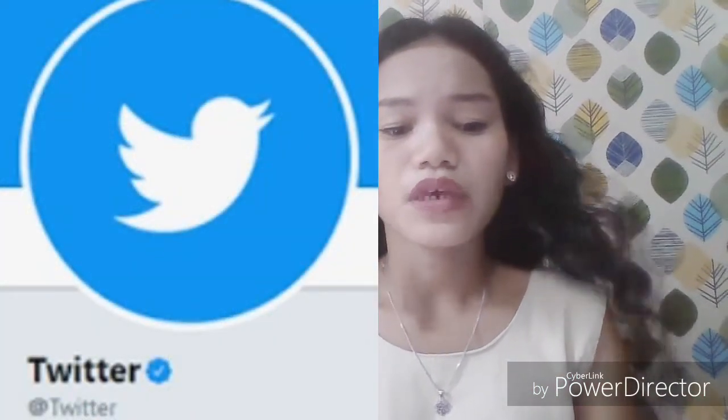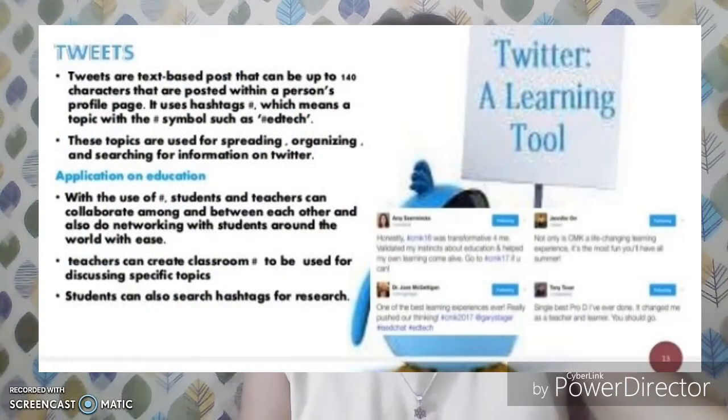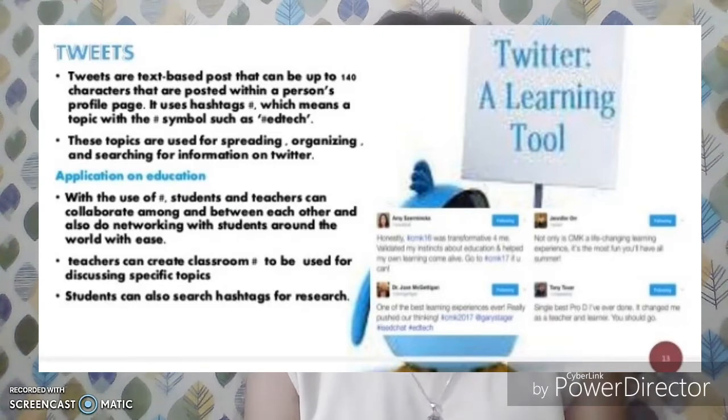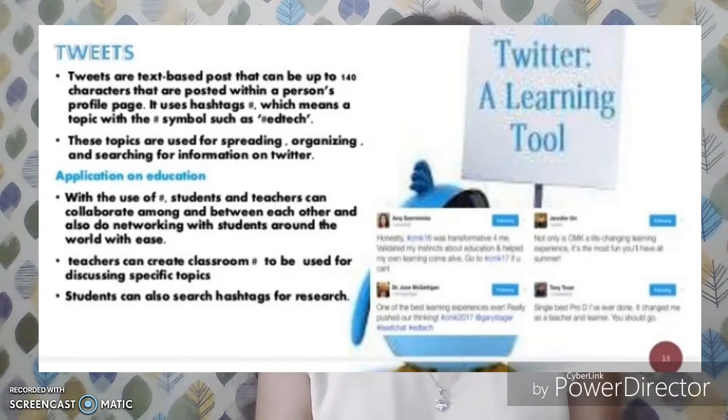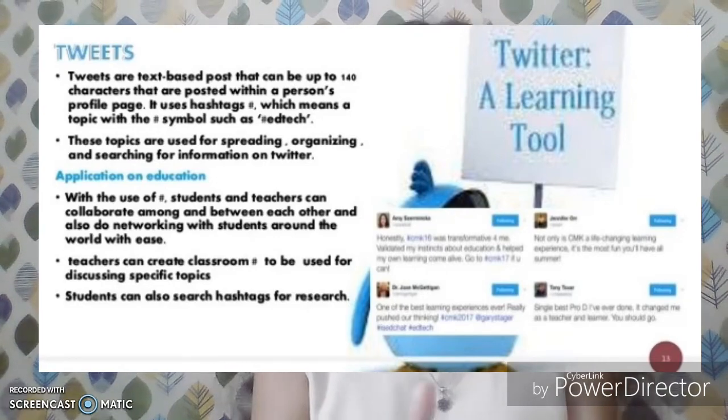Next, in Twitter, tweets are text-based posts that can be up to 140 characters that are posted within a person's profile page. Twitter uses a hashtag, which means a topic with a symbol, for example hashtag edtech. These topics are used for spreading, organizing, and searching for information on Twitter.